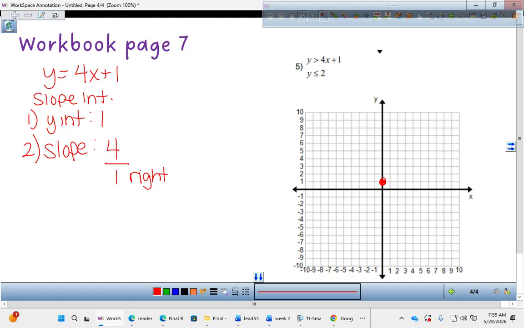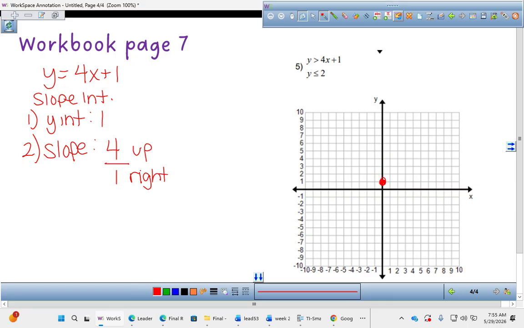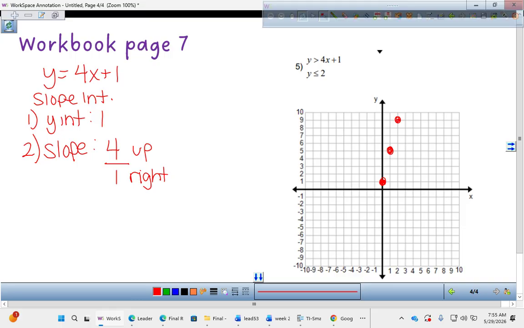Now, because this slope is 4 and not -4, it's going to be up. But if it was -4, it would be down. So from this point here, I'm going to go up 1, 2, 3, 4, right 1. And that's where my next point's going to land. You can do that again if you want. Up 4, right 1. You don't have to. It only takes 2 points to make a line. But you can. You could go down the other direction too, if you want to continue that pattern. But it only takes 2 of these. You don't need all of them.